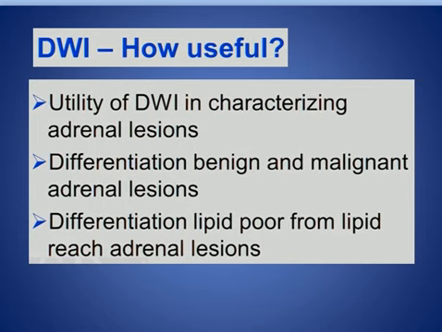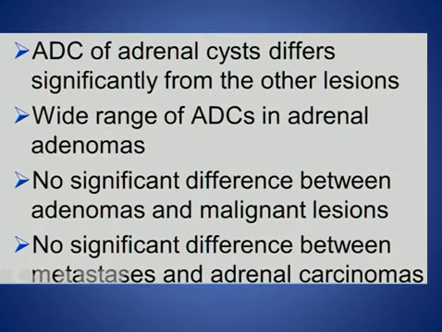Diffusion: is it a useful imaging? The utility of diffusion-weighted imaging is characterization of adrenal mass, differentiation between benign and malignant adrenal mass, and differentiation of lipid-poor from lipid-rich adrenal lesion. And diffusion is not useful for adrenal cyst. The ADC of adrenal cyst differs significantly from the other lesions.